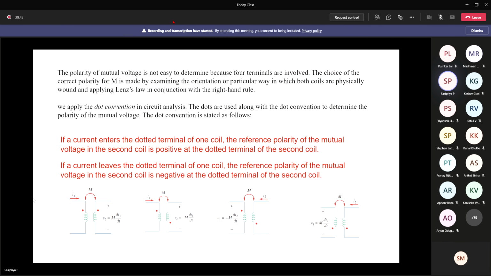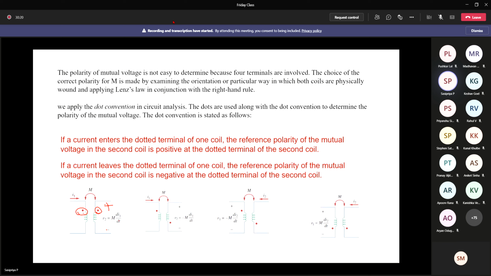Now we have four different combinations. Let us try to find out. Already it's given. Now let us try to understand how the polarity is written. Here this is an entering current with respect to this dot. So what does the first rule say? If the current is entering at the dot terminal, then the mutual voltage EMF will be positive polarity at the dotted terminal. That's the reason it is written as V2 is plus M into di1 by dt.